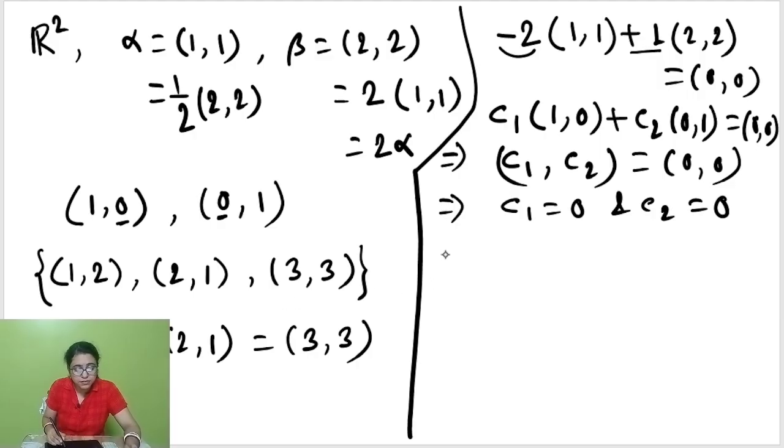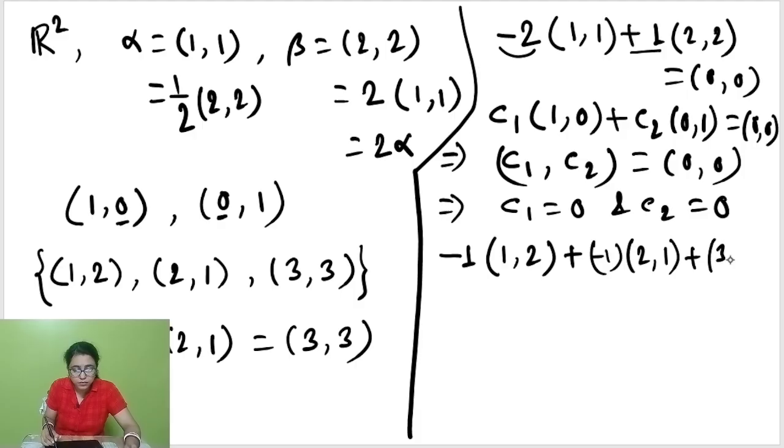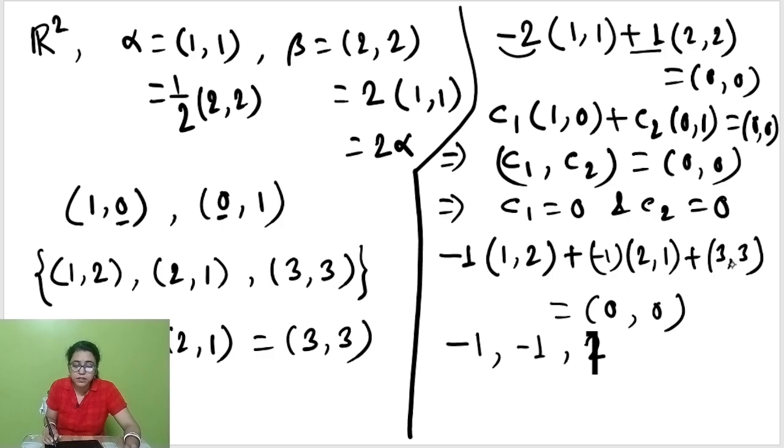Now for the third example, we can easily write down -1 into the first vector plus -1 into the second vector plus 2 into the third vector. Now if we calculate, it will be -1, -2, so -3 plus 3, which is 0, then -2, -1, -3, then plus 3, again 0. So for the non-zero scalars -1, -1 and 2, this combination becomes the 0 vector. Therefore, these vectors are linearly dependent vectors.